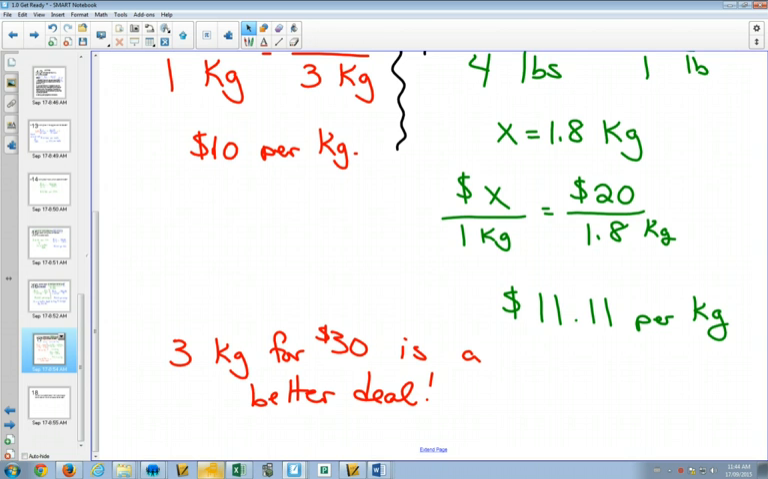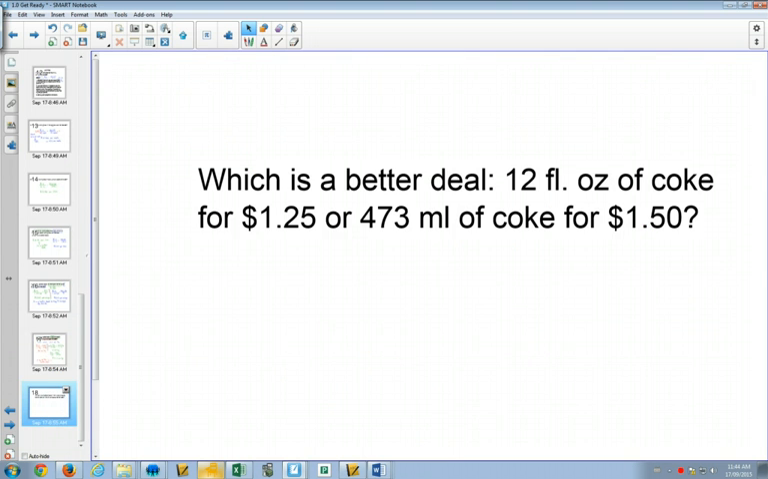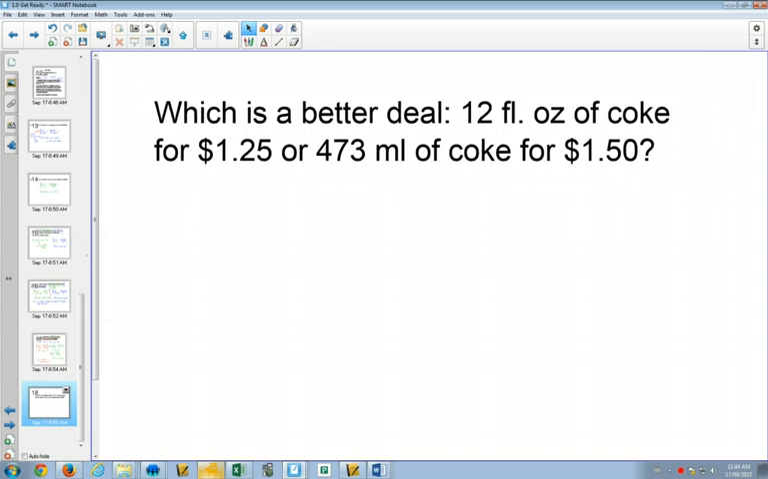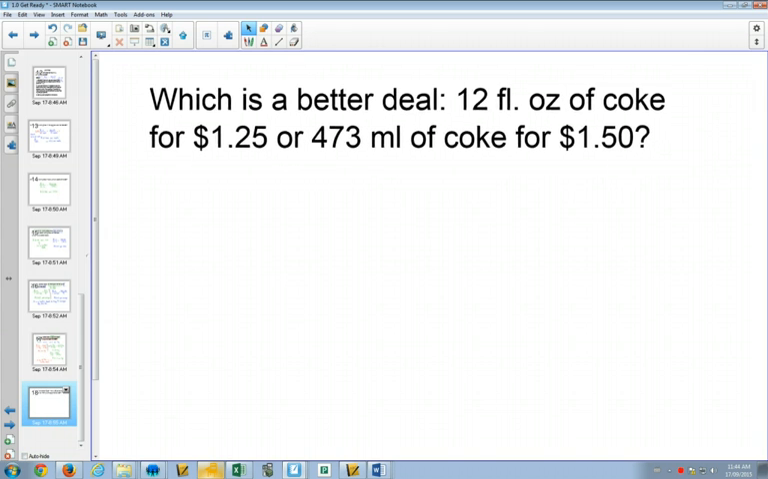So I have one more where we change between units. So you're going to have to take out your formula sheet. I'm going to get you to try this one on your own first. Which is a better deal? 12 fluid ounces of Coke for $1.25 or 473 milliliters of Coke for $1.50.